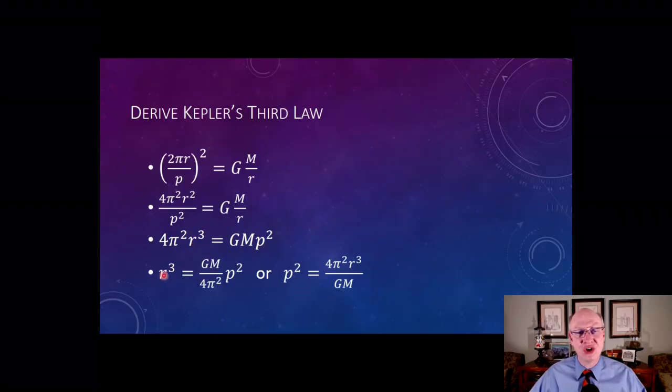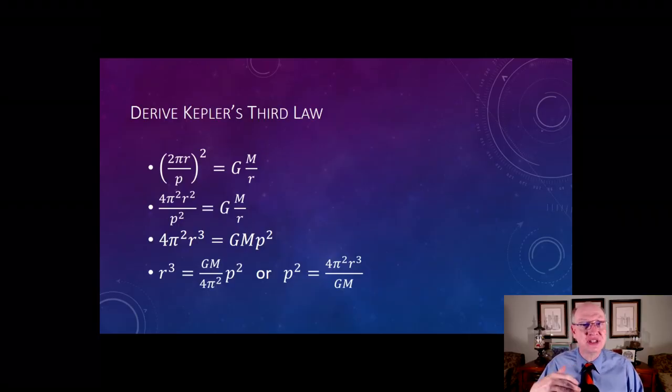So the semi-major axis cubed is GM over 4 pi squared times the period squared. Or to invert that equation, the period squared is 4 pi squared r cubed over GM. This is Newton's version of Kepler's third law. What's important about this one is, because we're using G in here, the mass has to be measured in kilograms, and the semi-major axis has to be put into this equation in meters, because those are the units for our G.